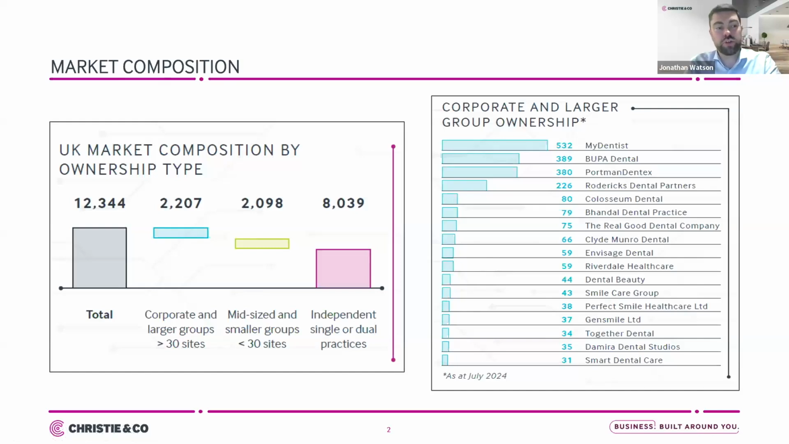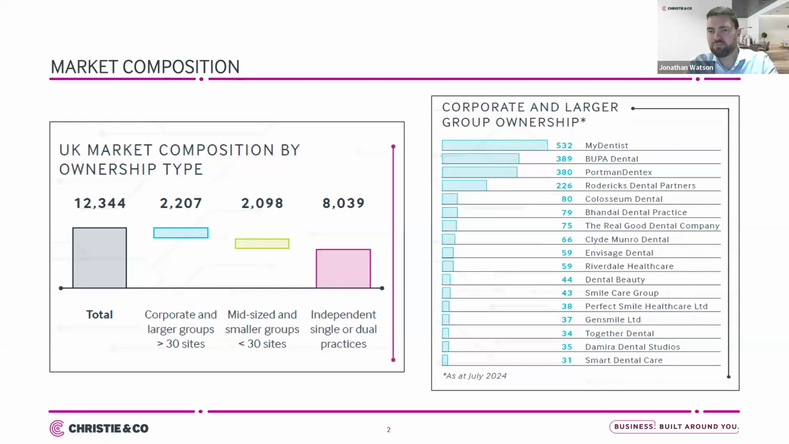Slide shows the breakdown of practice ownership in England and Wales. So I think there's a bit of a perception that the corporates have gone out there and bought all the practices, but you can see from the numbers on the left there, they only account for about 18% of the market. So we've still got over 10,000 practices in independent ownership.